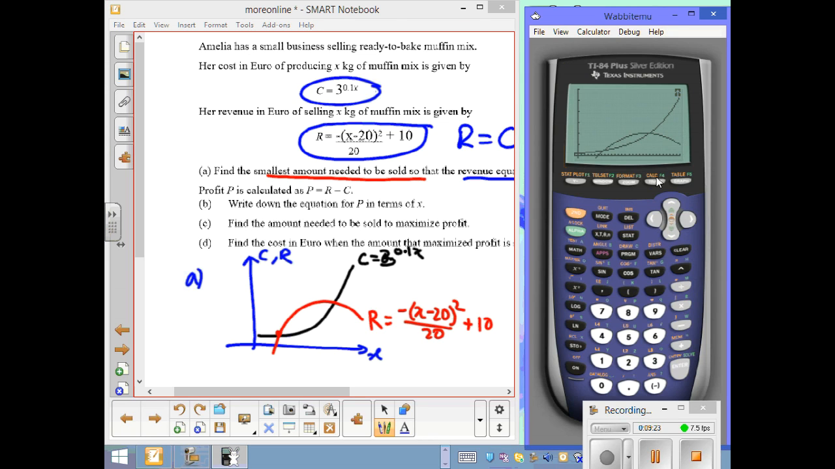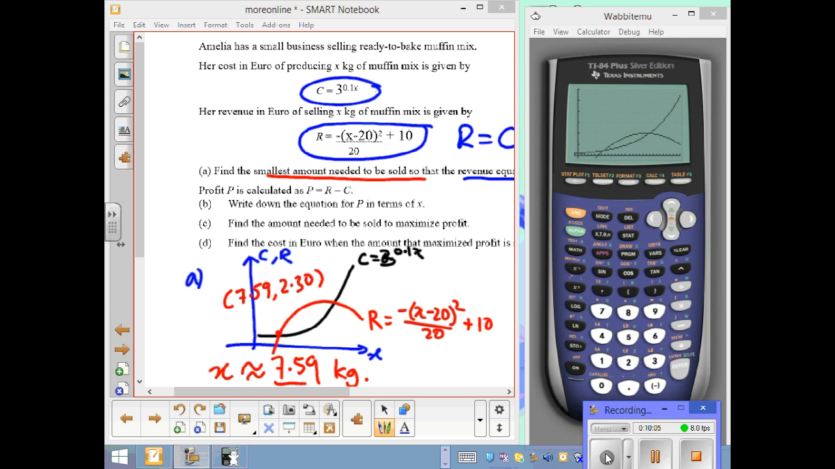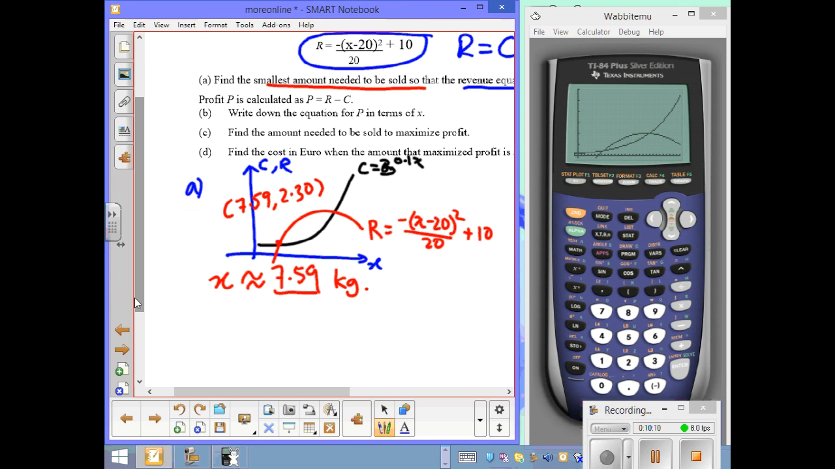So second trace for calculate, and then intersect is 5. First curve, yes. Second curve, yes. Guess, move to the left, press enter. So that's what I get. The answer here is about 7.59 to 3 significant figures, and then 2.30 to 3 significant figures. So in this case, the answer is 7.59 kilograms, because this is a word problem. Make sure you have the unit here. The kilogram must be included.